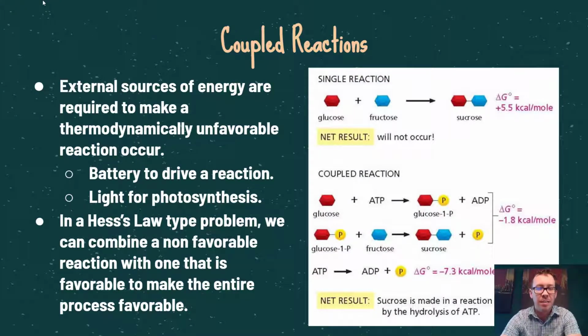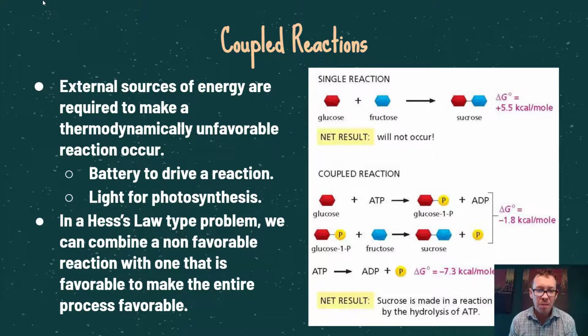Now, coupled reactions are interesting. If we have a reaction that is not thermodynamically favorable, that is, it has a positive delta G value, we have to have some external source of energy in order to make the forward reaction take place. If the forward reaction has a positive delta G value, it will not be spontaneous, so you have to add energy in order to make that happen. For example, a battery can be used to drive a reaction, like in a remote control, right? Changing the channel from here has a positive delta G value, and so you need to add a battery in order to make that happen.